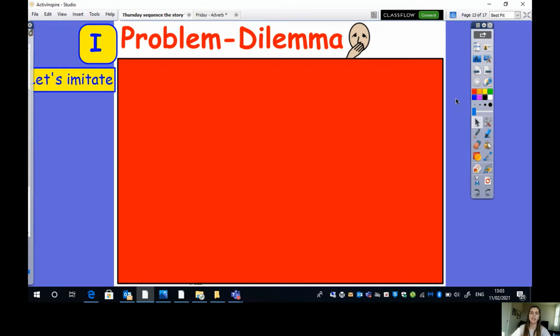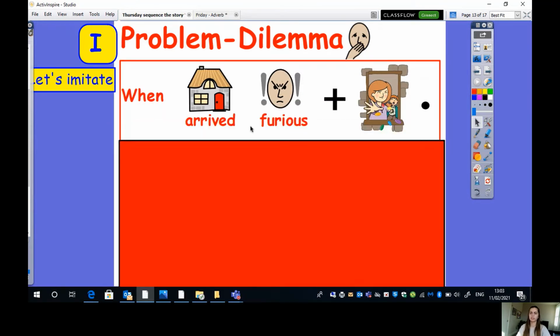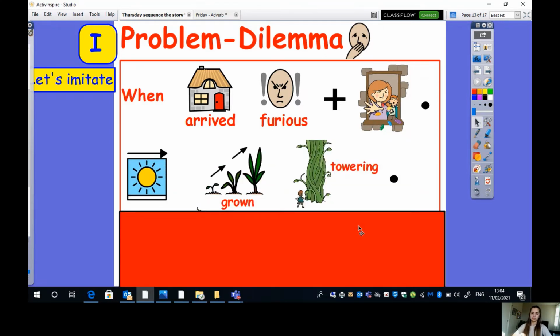Okay, can you tell me what happened in our problem? What's the first thing that happened when Jack arrives home? Well done. His mum is furious when he arrives home because she was expecting money for the food, so she throws the beans out of the window. What happens after that? The next day, what happens? Fantastic. Those beans turn into a towering beanstalk outside of Jack's ramshackled house.